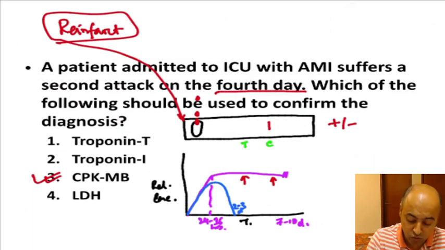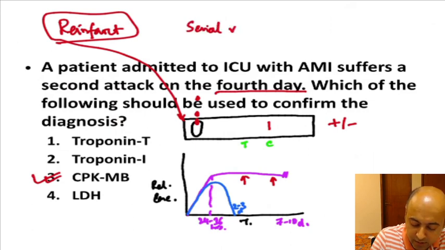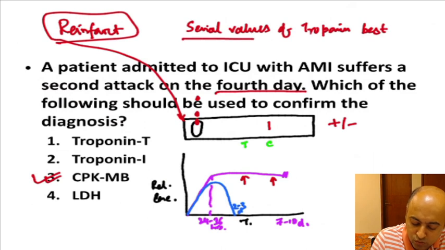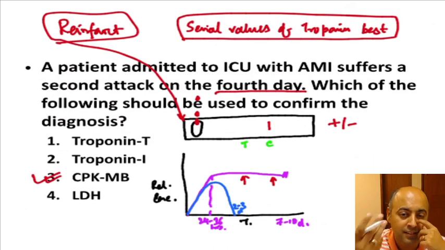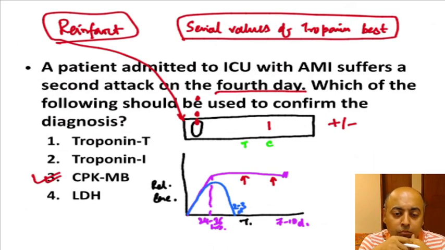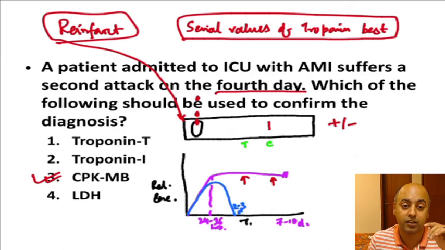You can make use of the troponin where you have to get the serial values. But this will be limited to those centers which have the facility to measure the troponin values. This is a very costly test, and it requires very good equipment. A large number of hospitals may not have this facility. For this question, the answer is CPK-MB.